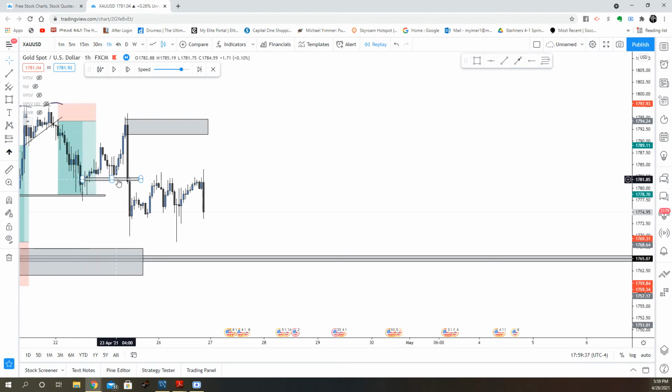So this area of structure, my support level or rejection level, whatever you want to call it, it's being broken, and guess what? It's being retested.